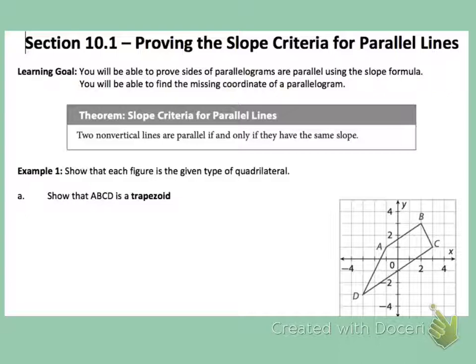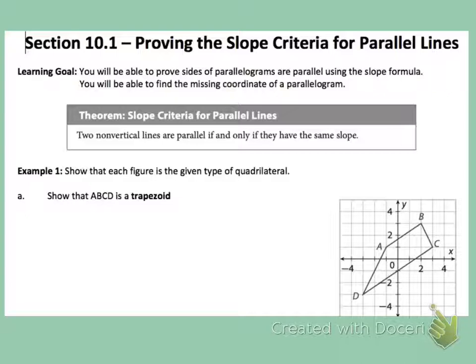In Module 10, we're going to be continuing looking at the quadrilaterals, the different types of four-sided figures that we studied in the prior module. But today we're going to explore some of the properties of quadrilaterals a little deeper through proving the slope criteria for parallel lines. So our learning goal is we will be able to prove sides of parallelograms are parallel using the slope formula, and we'll be able to find the missing coordinate of a parallelogram.